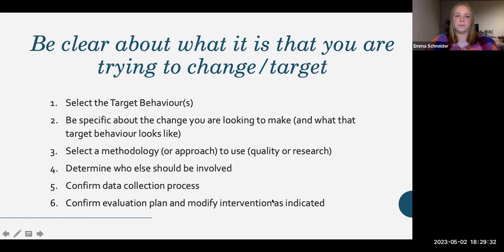So when we are thinking about running groups, we really need to be clear about what it is that we're trying to change or what we're trying to target. So select the target behaviour or the target goal. And obviously for our service, we already had a group running at the time, and we were really wanting to make sure that that group was delivering evidence-based stroke interventions, and that the practice time, that amount of practice, that intensity of practice was increased.